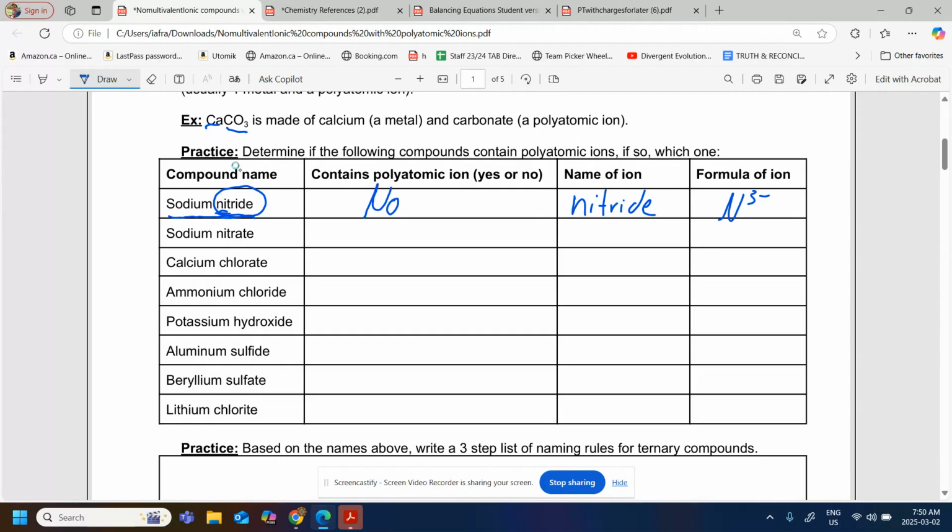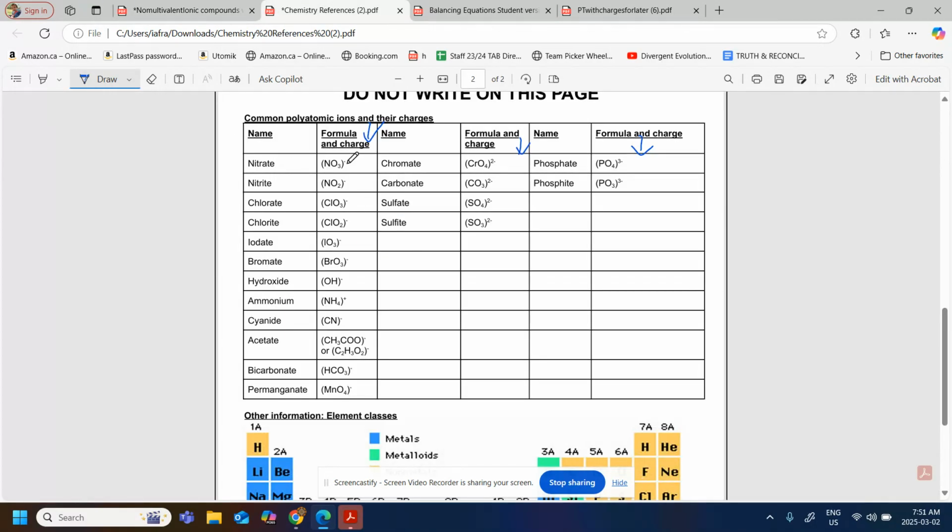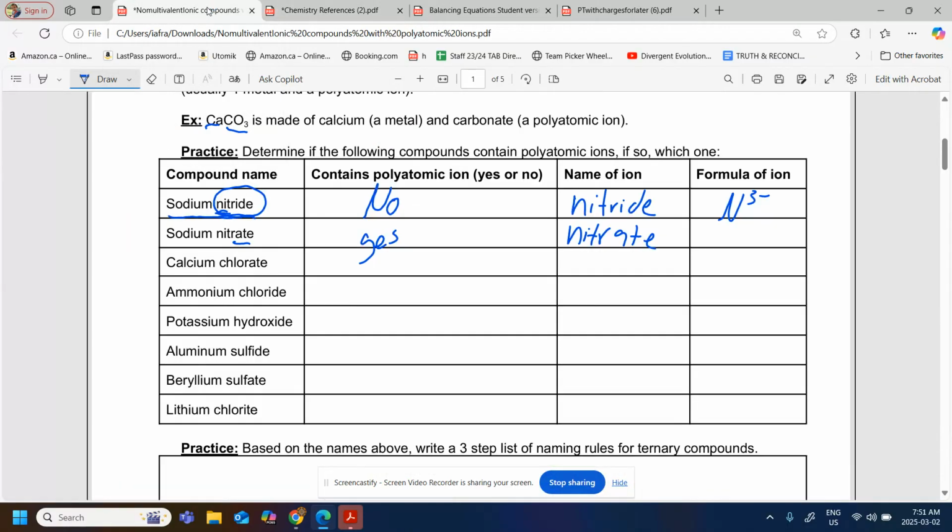Next, sodium nitrate. Notice it ends in ate, so that would mean that there is a polyatomic ion in there, yes. The polyatomic ion is nitrate. If you go to your reference table over here, you'll see nitrate is NO3 with a -1 charge. So we can write NO3 with a -1 charge. Pause the video and try the rest on your own. Let's take a look here.